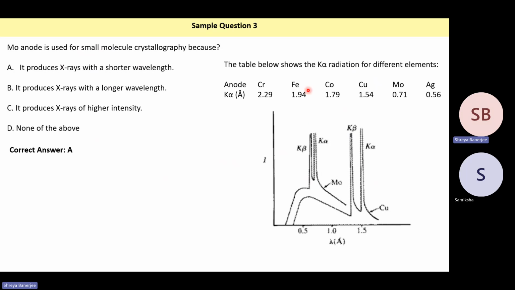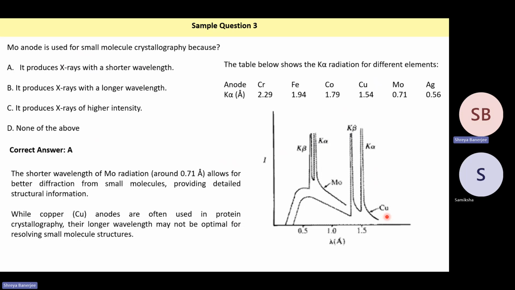So if you compare here, the wavelength of molybdenum is the lower wavelength and the wavelength of copper is the higher wavelength. We know that to resolve small particles, we need smaller and smaller wavelengths. That is why for small molecule crystallography, molybdenum is preferred, because you can see K alpha and K beta are both smaller wavelength compared to copper. And copper is used for large molecule crystallography, basically protein crystallography.